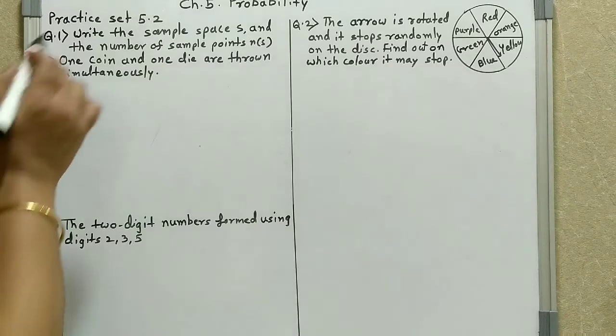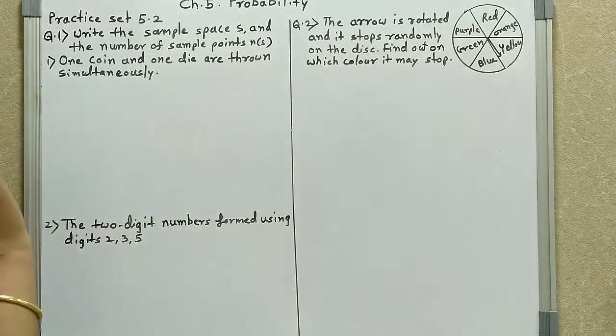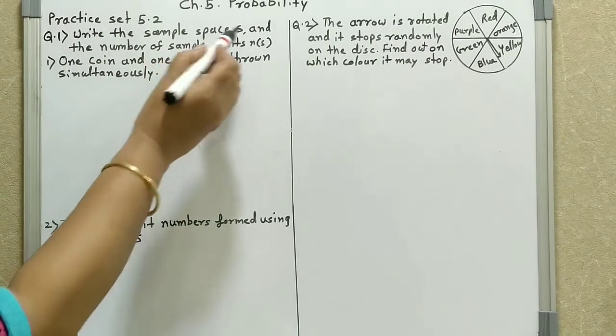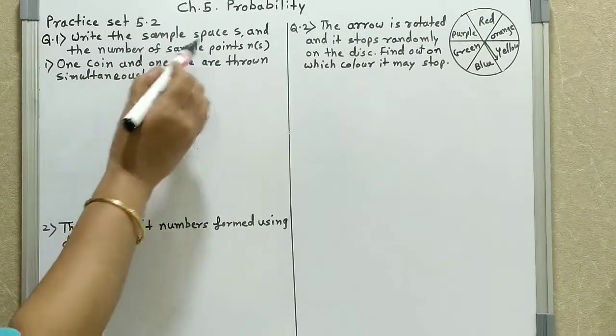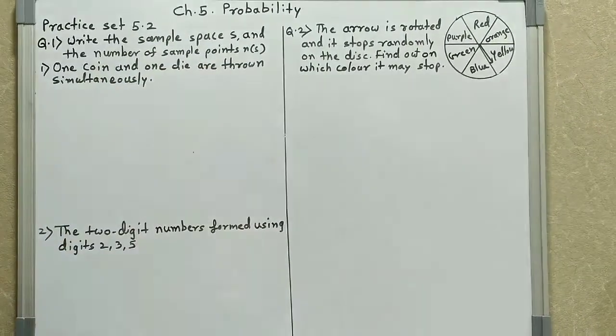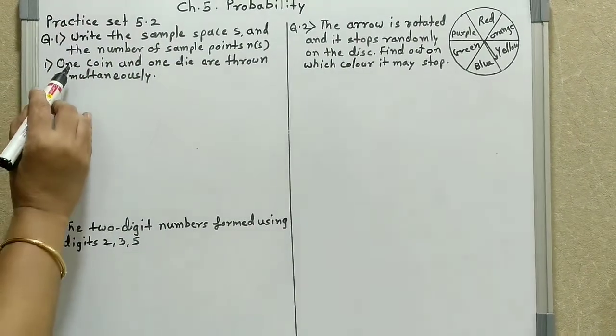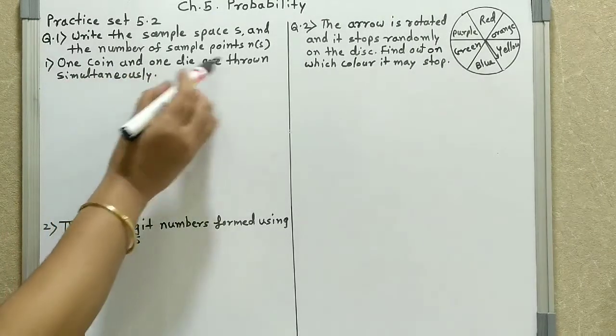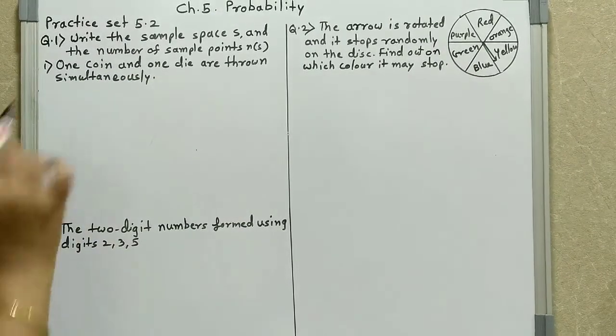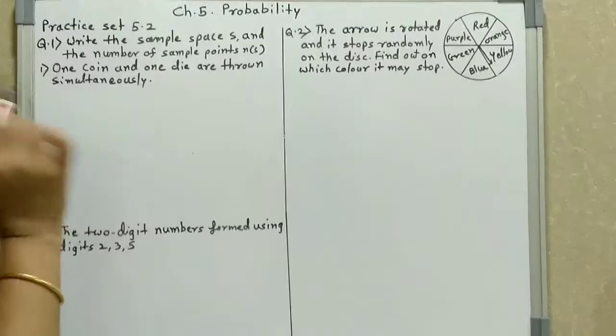Friends, we will start practice set 5.2. See the first question. The question is: for each of the following experiments, write the sample space S and the number of sample points in S. So what is the first question? One coin and one die are thrown simultaneously. Simultaneously means at a time.